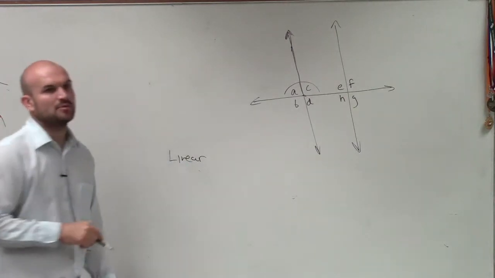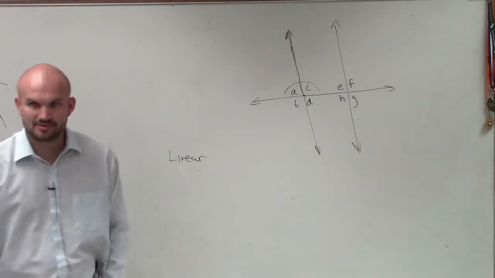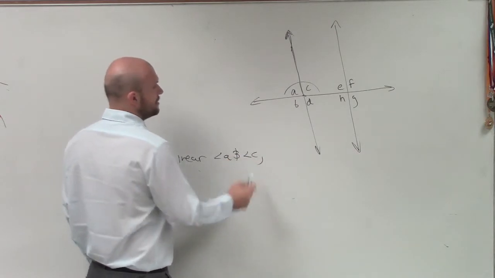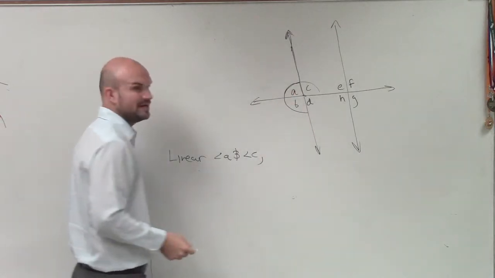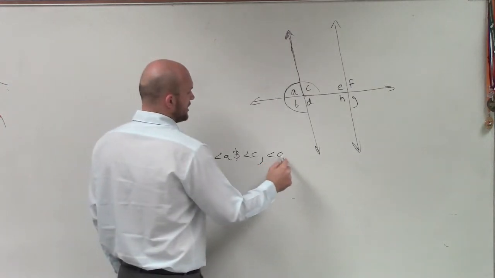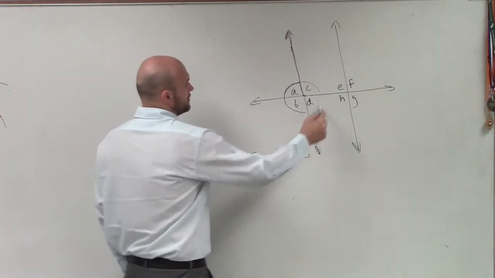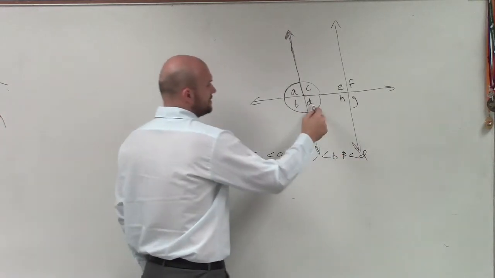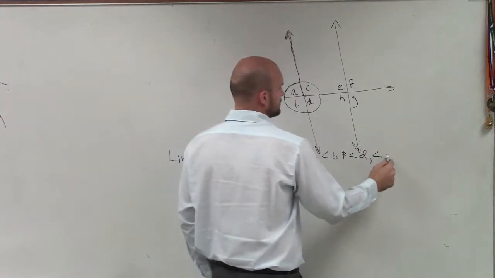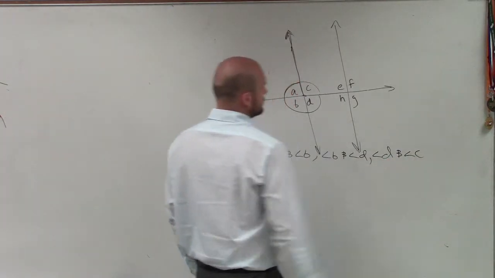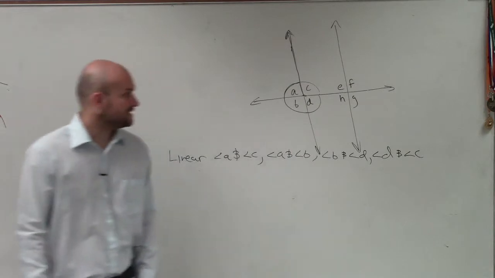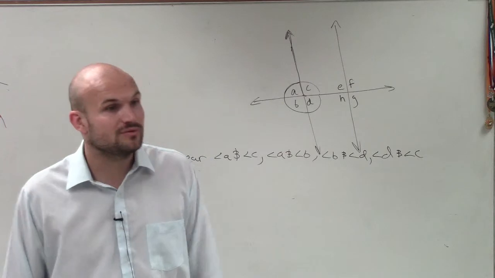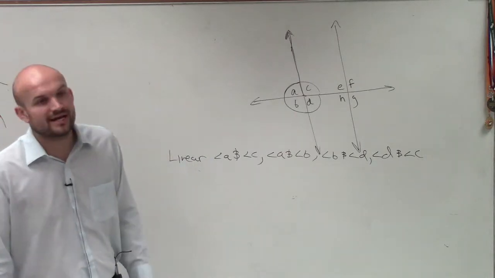But I didn't ask you to find me one example. I wanted you to find me all examples. So you could say angle A and angle C. What about angle A and angle B? Does that work? Yes. Then you could do angle B and angle D. Then what about angle D and C? Of course. So, ladies and gentlemen, there are 4 examples of linear pairs in just one intersection of two lines, which is very important for you to know.